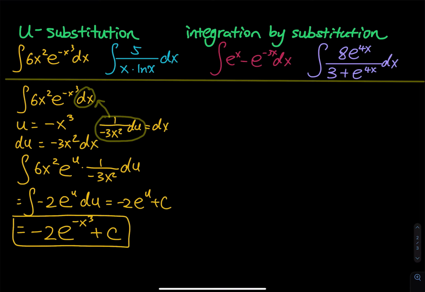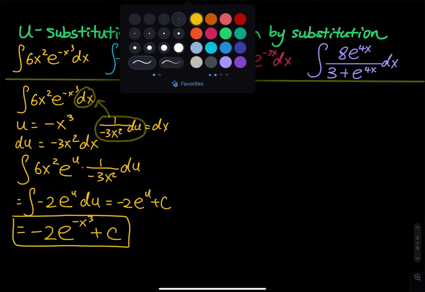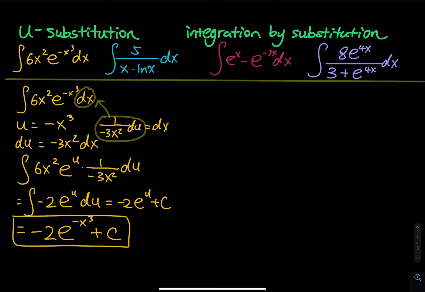Okay, moving on to the next problem. The next problem, we have an ln, right? So we have the integral of 5 divided by x times ln x dx. So this one, there is no composition function. I will just let u equal ln x. Because the derivative of ln is 1 over x, I can get rid of the x that is right next to ln. How come you don't let u equal x?